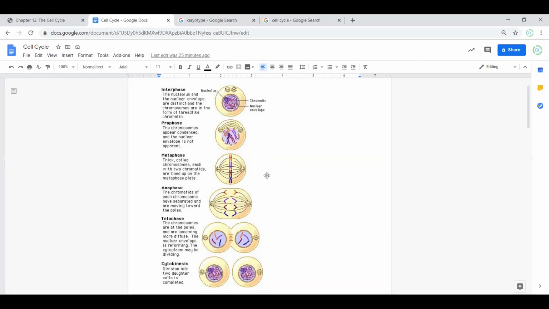So now let's talk about metaphase. Metaphase is shown here. You can see that all of the chromosomes are now lined up nicely on the metaphase plate. And you can see that all of the microtubules are now being attached to each individual chromosome. Once this happens, we are now in metaphase. So metaphase ends when you see this. This is the end of metaphase.